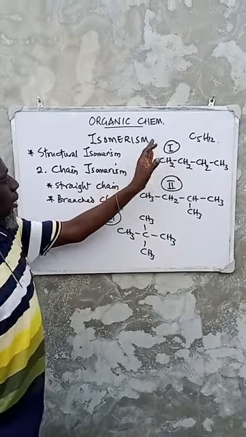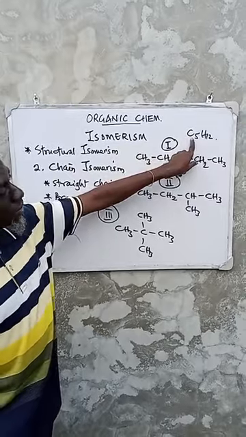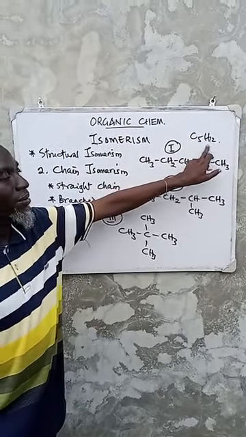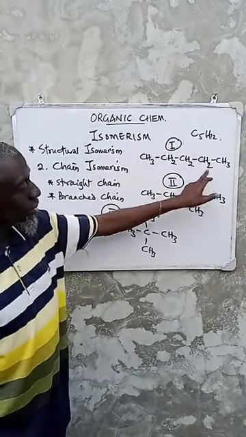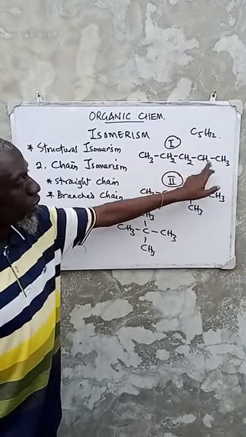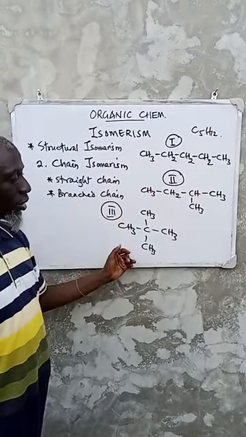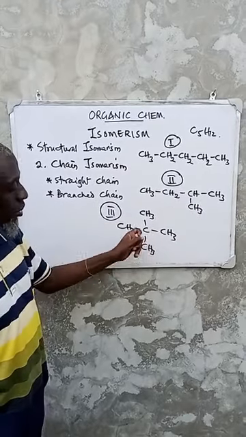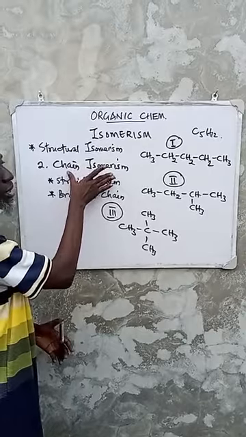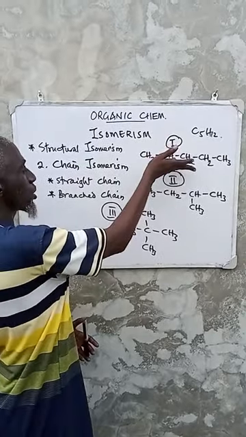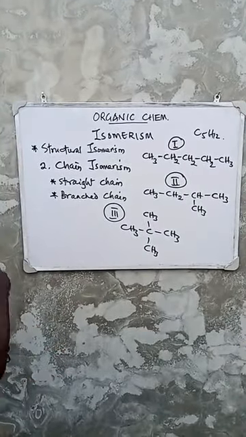Another example of chain isomers is the one exhibited by molecular formula C5H12. We can see the three structures. This one is the straight chain, so 1, 2, 3, 4, 5, straight chain. These ones are branched chains. You can see one branch here, but you can notice two branches here. So we say that they exhibit chain isomerism. The first one is a straight chain isomer, while the remaining two are branching isomers.